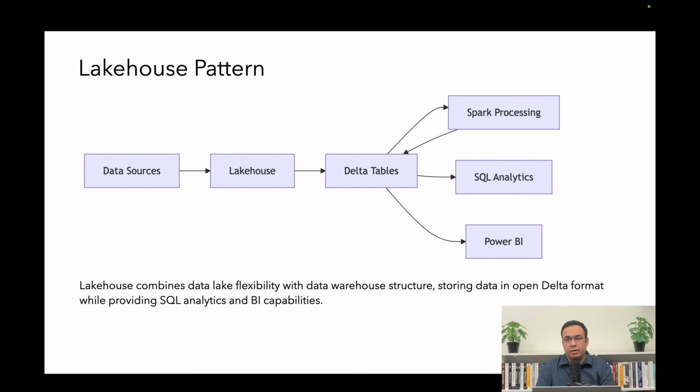The Lakehouse pattern enables SQL analytics and BI capabilities directly on the lake data. Traditionally, you would land data in your lake and then extract it into a warehouse for SQL analytics. With Lakehouse, you can run SQL queries directly on the delta tables in the lake. You're not duplicating data between the lake and the warehouse. The pattern should work well for organizations that want the flexibility of a data lake but also need to support SQL users and BI tools that expect structured data and relational semantics.